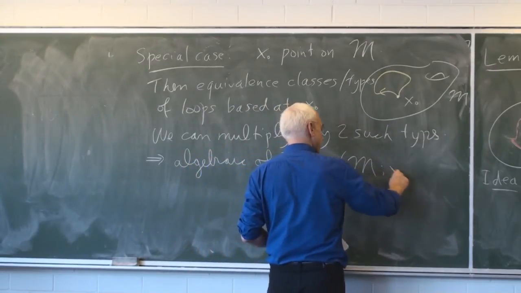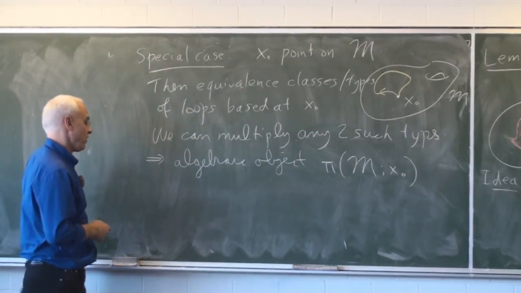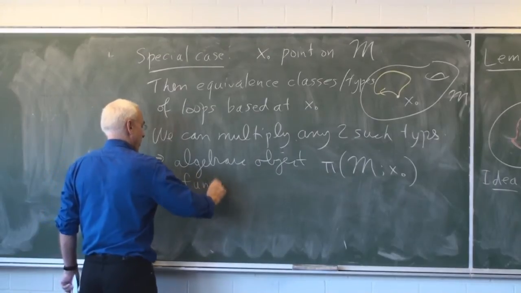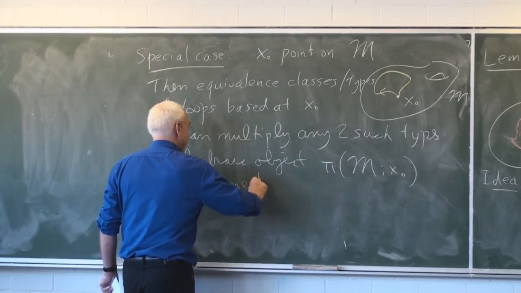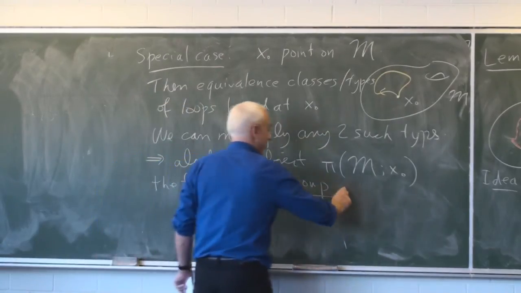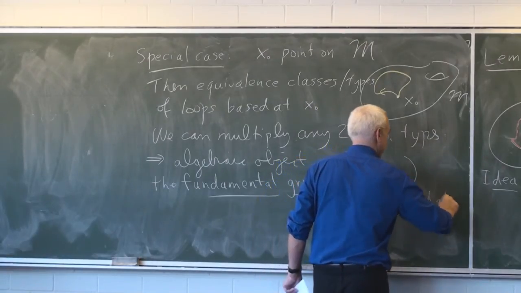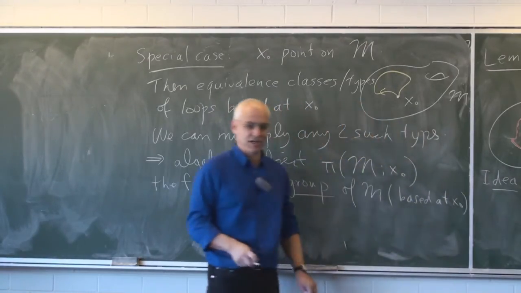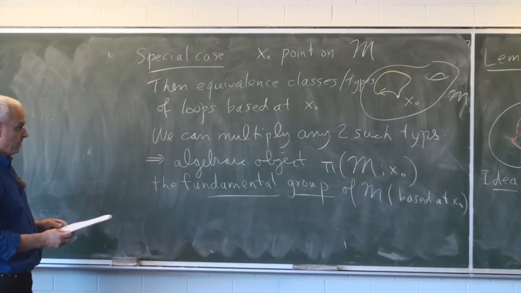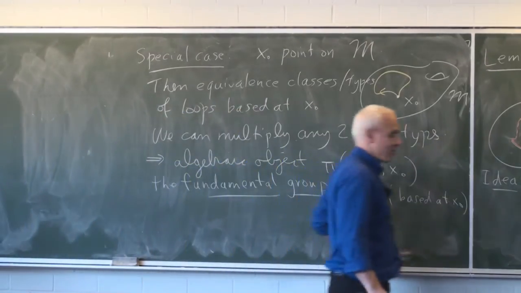And just to put its dependence on x0, we'll put an x0 there. And it's called the fundamental group. The fundamental group of M, based at x0. We'll shortly see that the x0 is actually not that important. It's the M that's important. All right, so let's have a look at some examples.